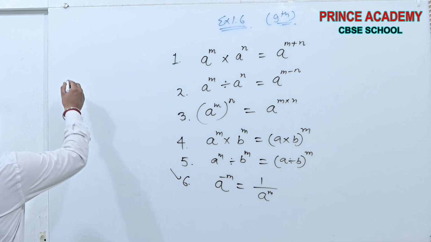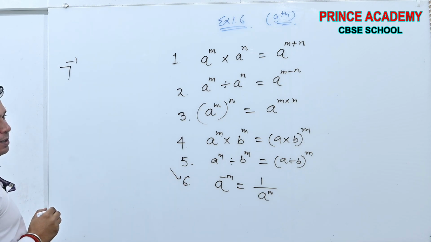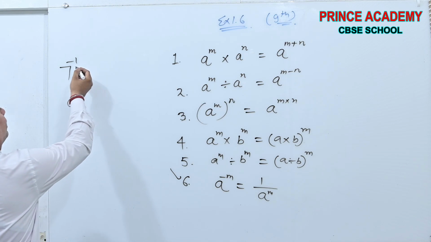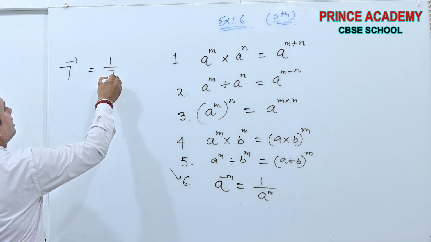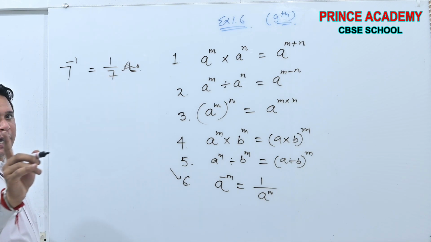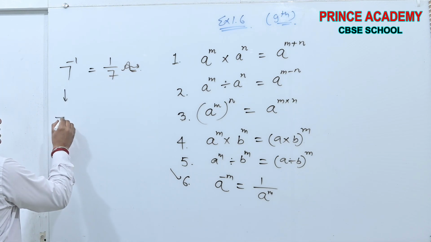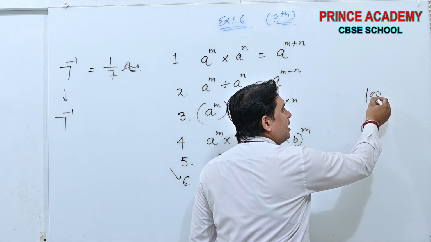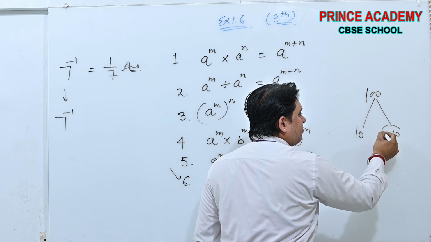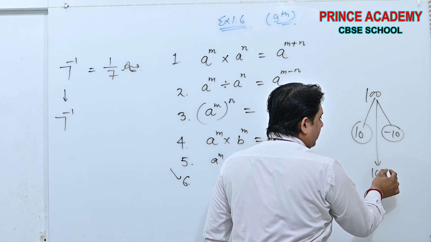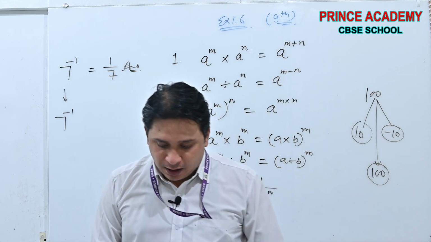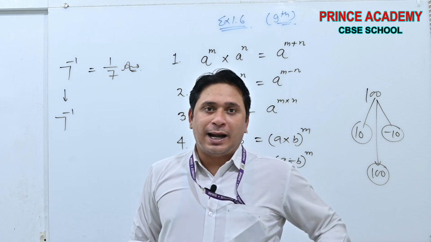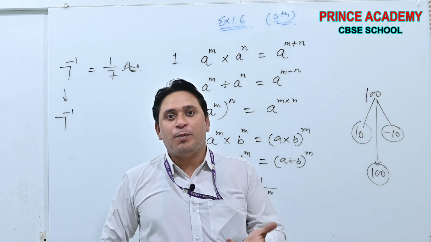See, beta, suppose 7 raised to power minus 1 is here. According to the rule, what should I do? It will be 1 by 7. Now see, I am giving an example. See, beta, you have 100 rupees. I gave you 10 and took 10 from you, remaining will be 100, yes or no? You have 100 rupees. I gave you 10 rupees and then took 10 from you. How much do you have? 10.